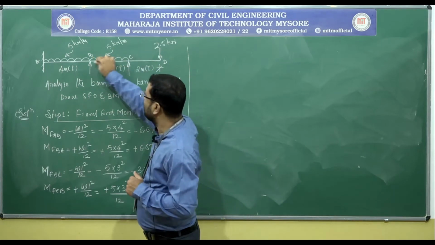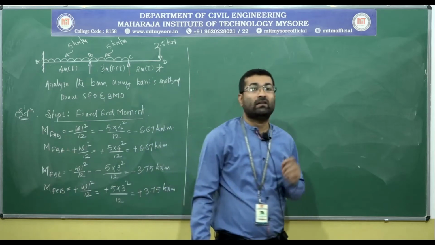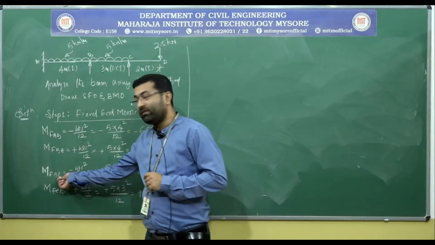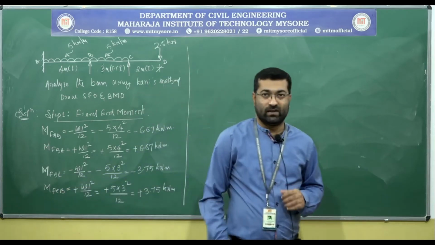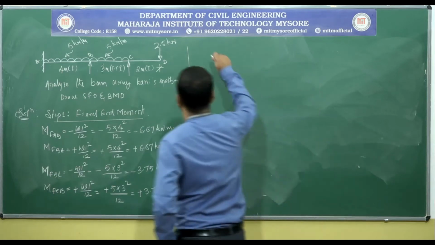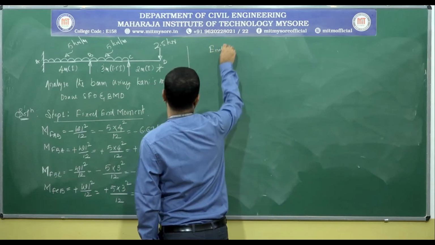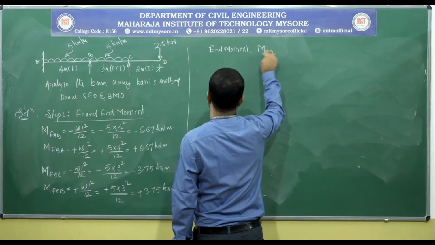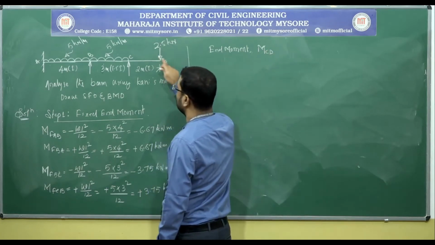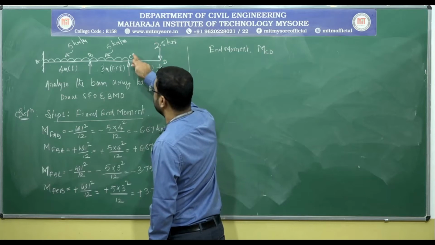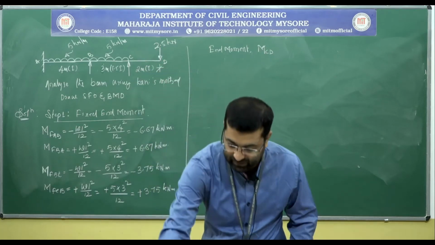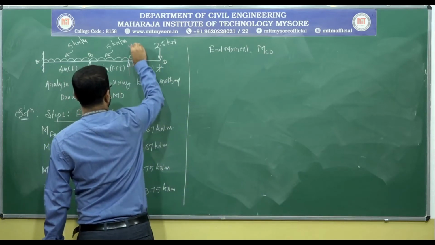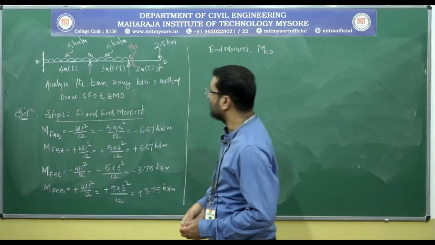It means for the BC span, we need to modify the fixed end moments. That is, we need to modify MFBC and MFCB. Right? Now, the end moment MCD, because of this cantilever portion and this concentrated load, there is a development of final end moment. This is MCD, which we need to calculate.